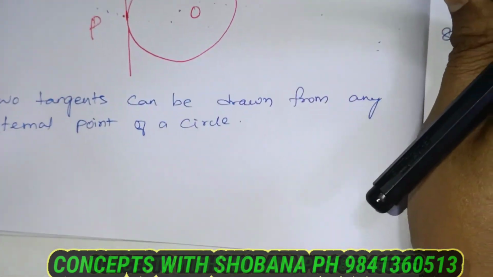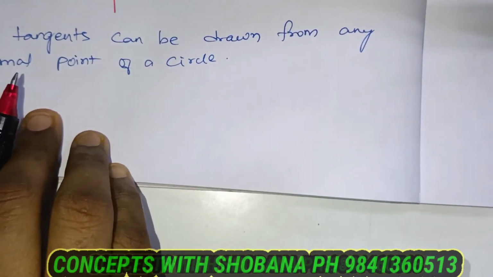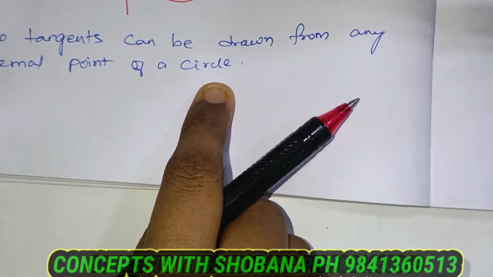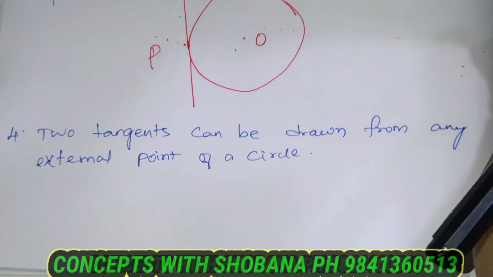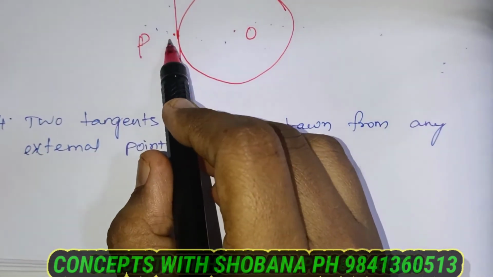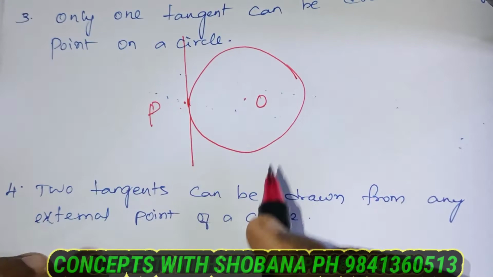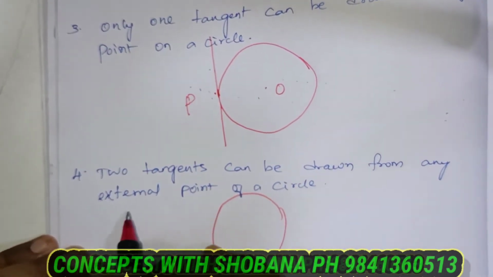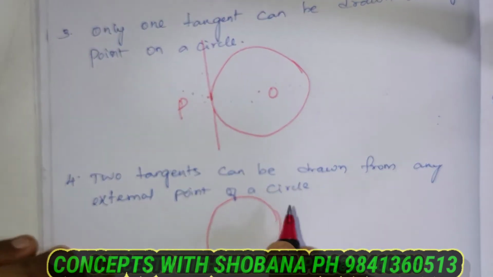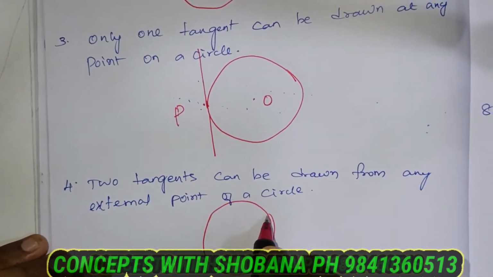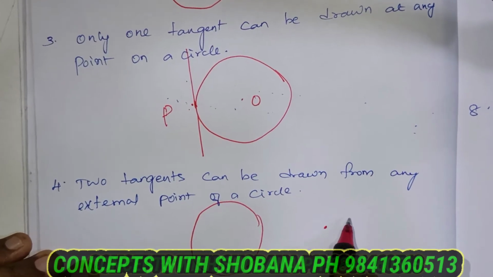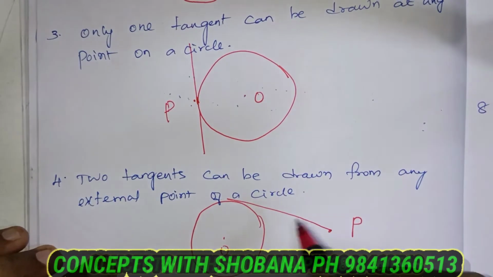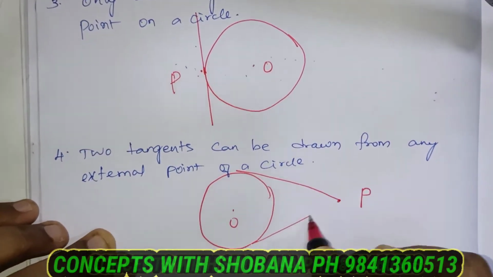Okay, now what is theorem number 4? Two tangents can be drawn from an external point of a circle. See the difference between the previous theorem and this theorem. There, P is on the circle. In this theorem, you are going to draw two tangents from an external point of the circle. Where will an external point be? Not on the circle, but somewhere over here. So if I take this point to be P and the center to be O, I can draw two tangents.